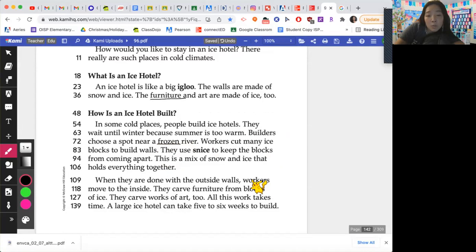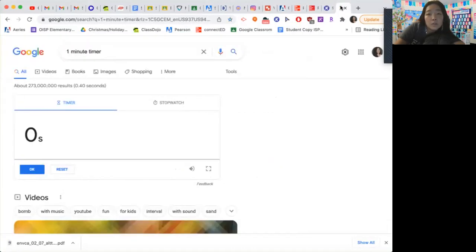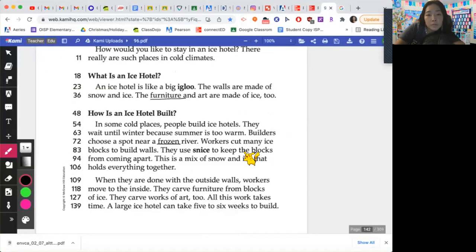When they are done with the outside walls, workers move to the inside. They carve. Oh, and there goes our timer. So I stopped at carve. I don't know why it didn't go off.